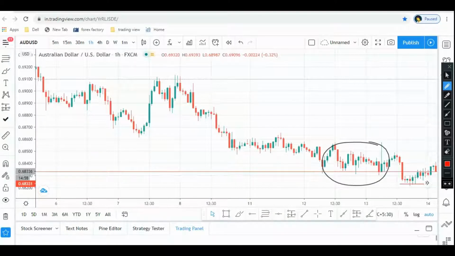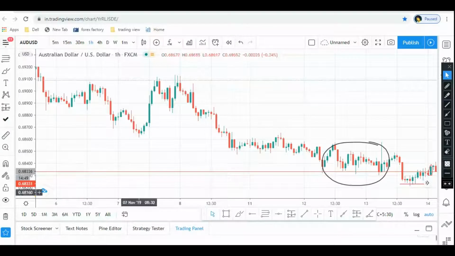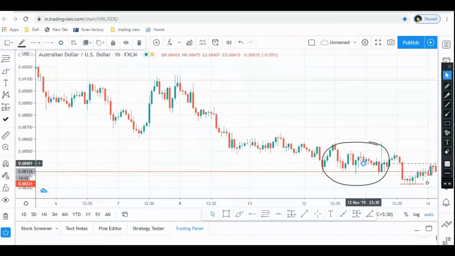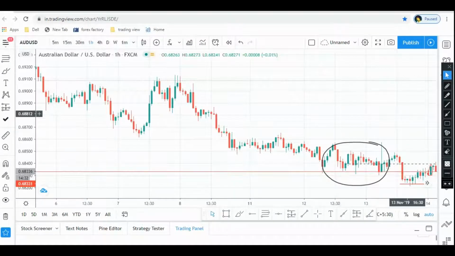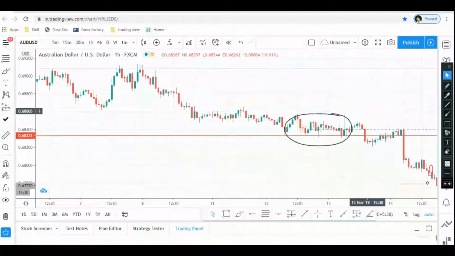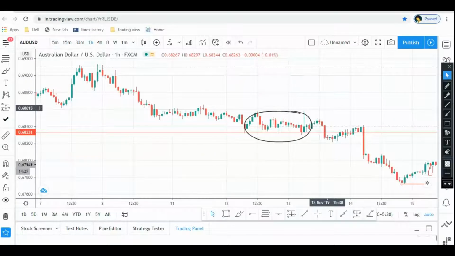And did you see any candle like this? Do not panic, because this area is also a support area which is broken out. This area, let me mark it properly. This area, boom, boom, boom. See that?